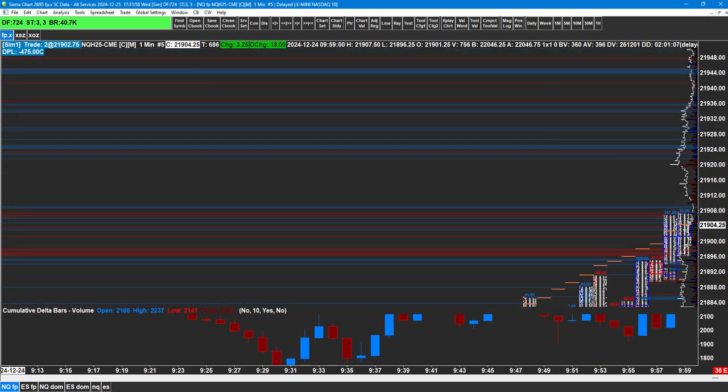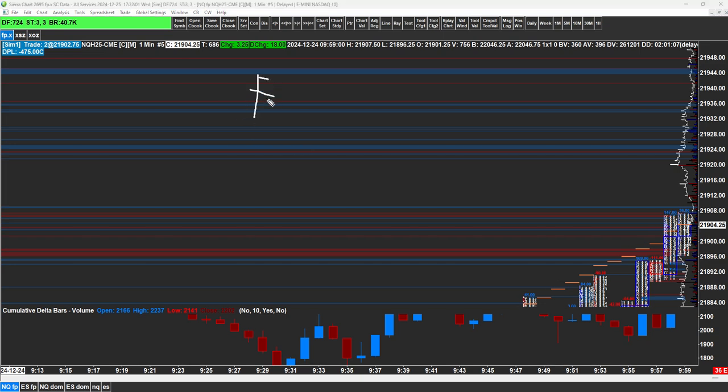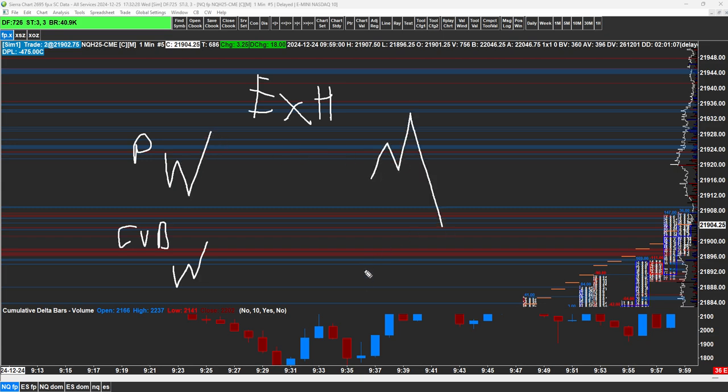Now, when we talk about exhaustion, let me draw it out. So our price, our CVD, and it's the opposite of the absorption. You just switched these two, right? So your CVD is going to look like this. Your price is going to look like this, right? And here, price is going to look like this. CVD is going to look like this. All right, so you can see that these two flipped.